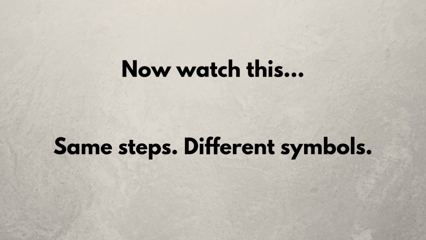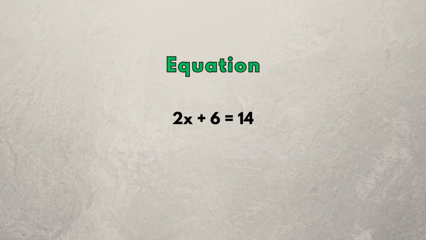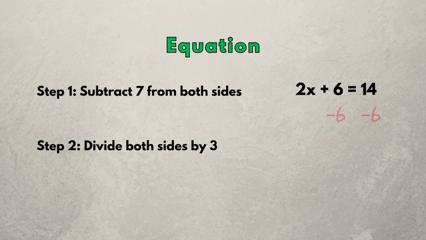Now watch carefully. We'll solve the exact same problem once as an equation and once as an inequality. Here's the equation. 2x plus 6 equals 14. Subtract 6 from both sides to get 2x equals 8, then divide by 2 to get x equals 4.